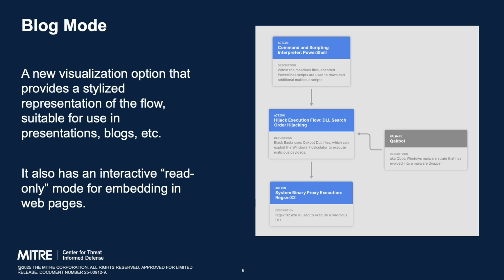Attack Flow 3 also introduces this new blog mode to complement light mode and dark mode. Like light mode, this has a light color palette, but the difference here is that it also has a more stylized representation where the arrows don't touch the edges of the boxes, and it hides some of the information in the flow. For example, if you have TTP mappings or timestamps that are displayed in light and dark mode, those are not displayed in blog mode.